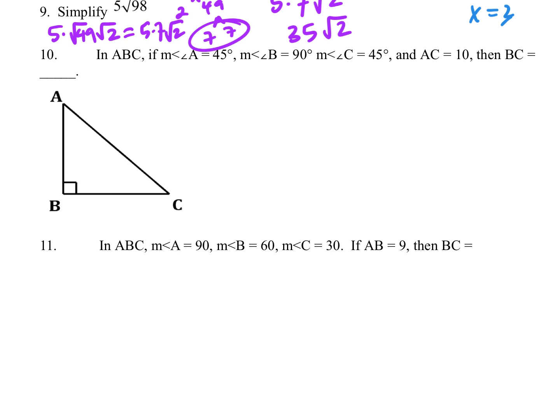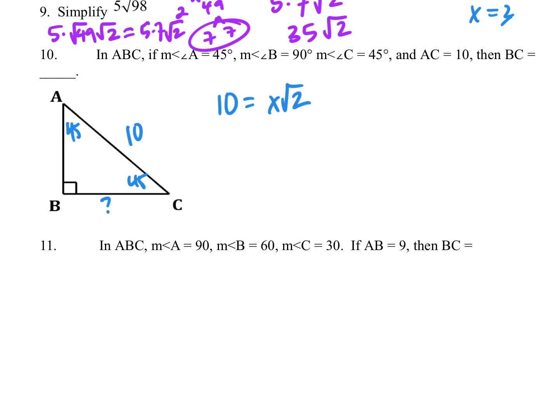Question number 10 is a 45, 45, 90 triangle. So these are 45 and 45. It tells me angle C is 45, AC is 10. That's my hypotenuse. And I want to know how long this side is. So we know that 10 is equal to x radical 2.